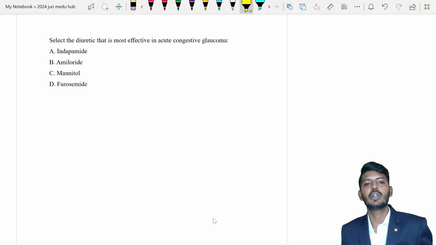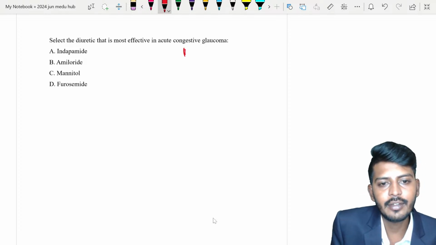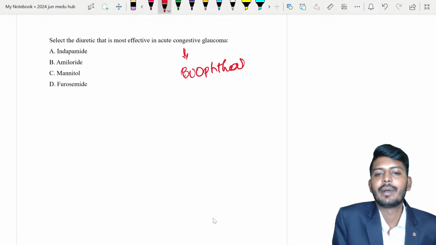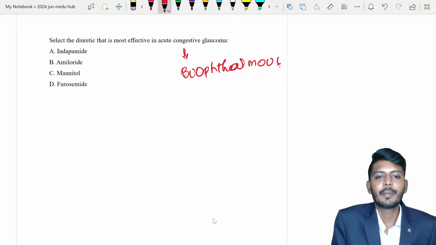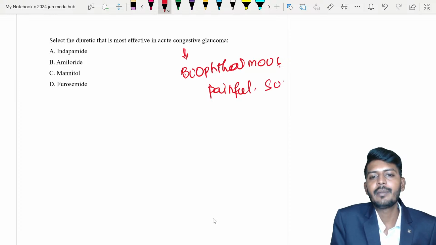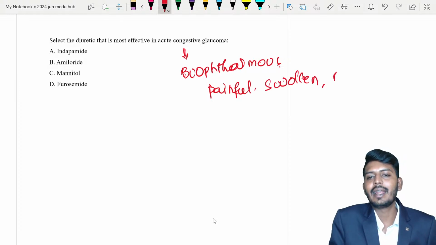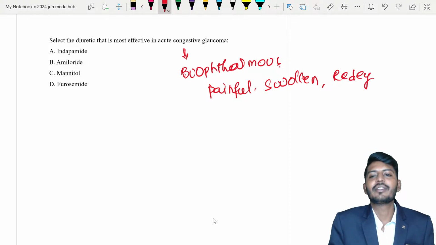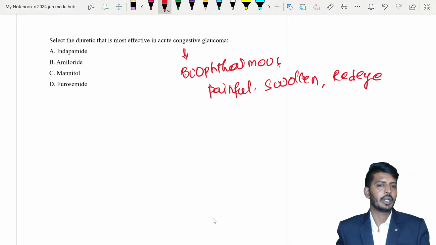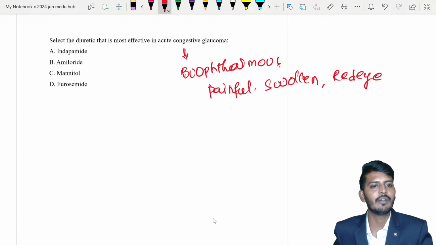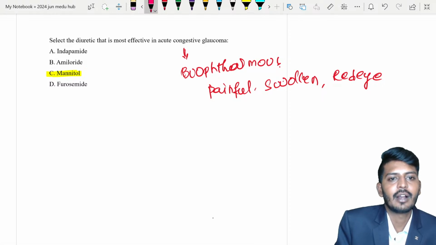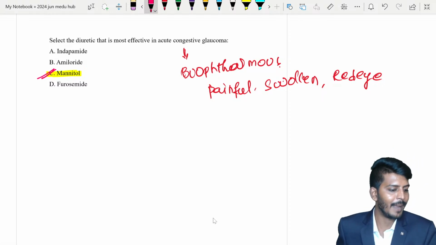What is the drug of choice? Acute congestive glaucoma is also called buphthalmos. The patient will have a very painful, swollen, red eye. They will come to the emergency to you. So what is the drug of choice you are going to give in this patient? The drug of choice is mannitol, sir. What is the drug of choice used? Mannitol.